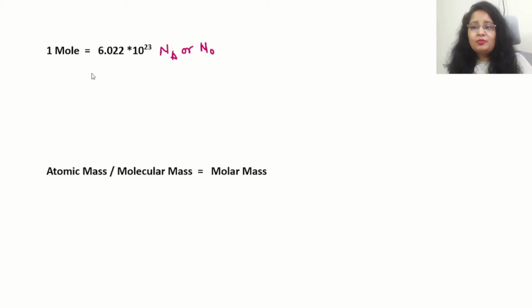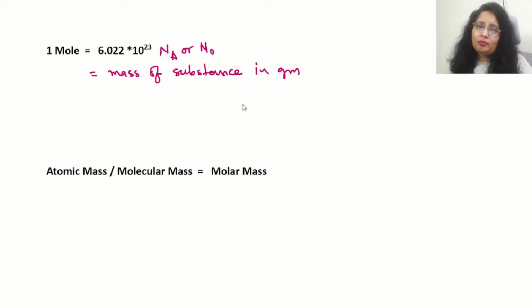And this 1 mole is equal to the mass of the substance in grams. This mass of substance should be the atomic mass, molar mass, or the ionic mass. Any of the three will be there. So now we have a relation between mass, mole and the number of particles.